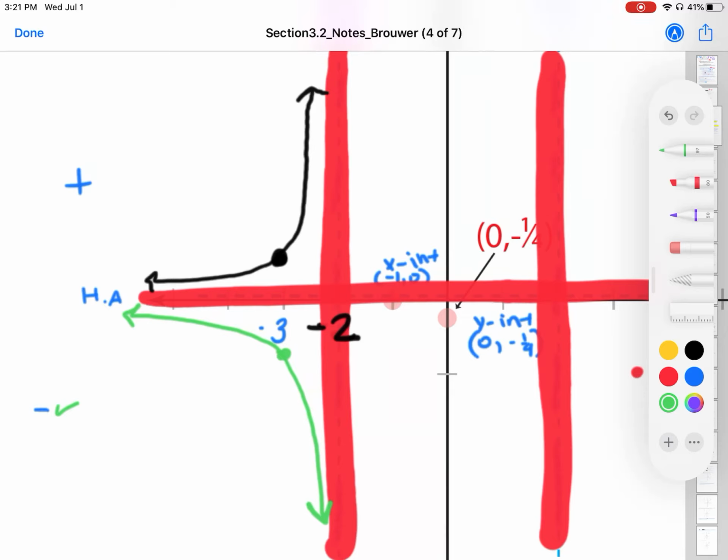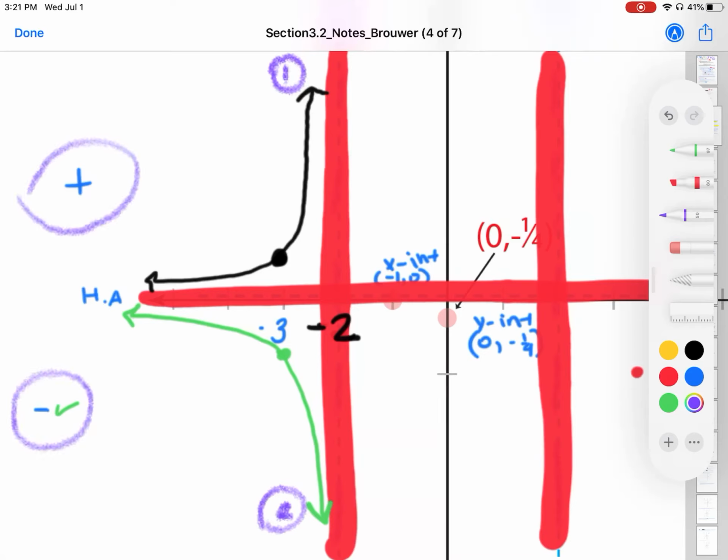So we have these options. We have option 1 and we have option 2. They all depend on the sign, whether it's negative or positive. So let's see what happened. Again, our goal is to test a point that's left of our vertical asymptote, so let's try -3.